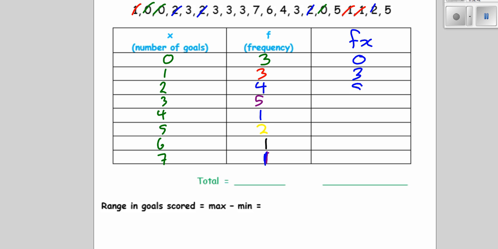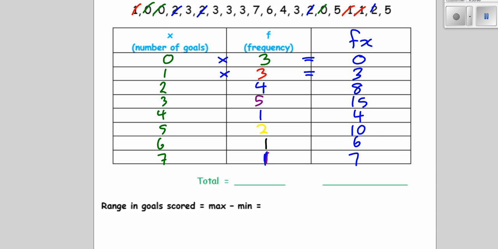0, 3, 8, 15, 4, 10, 6, 7, 3. You just multiplied. Why did you press 1, 3? Because the number of goals, 0 times 3.